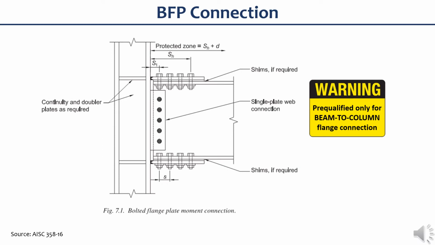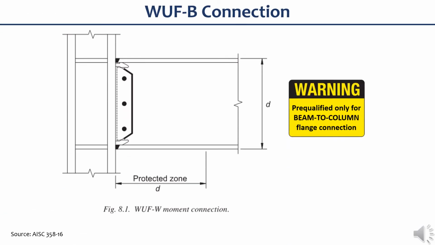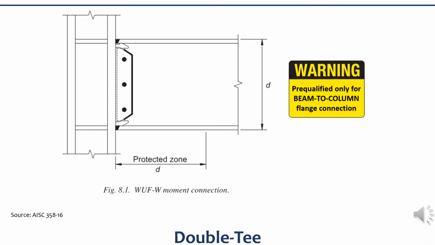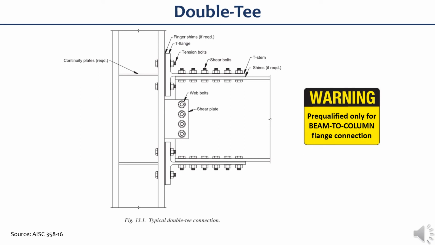This slide shows a bolted flange plate connection, which is very common here in the Philippines. Similar to RBS, this is only pre-qualified for beams that are connected to the column flange and not to the column web. This slide shows a welded unreinforced flange and welded web connection, which is very common here in the Philippines, but I doubt if the seismic detailing was implemented. Again, this is only pre-qualified for beams that are connected to the column flange. This one is the double T connection with the same warning. Again, this is for beams connected to the column flange.